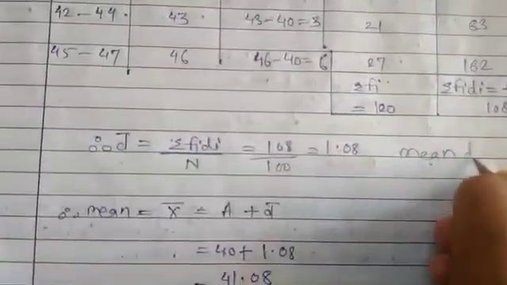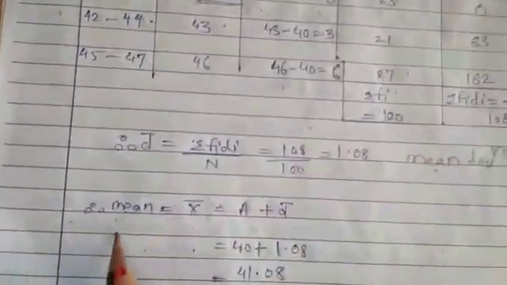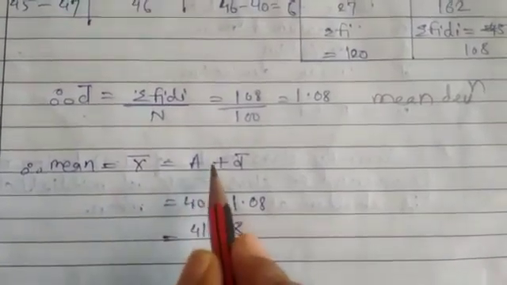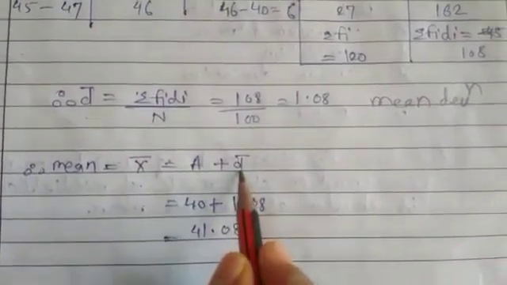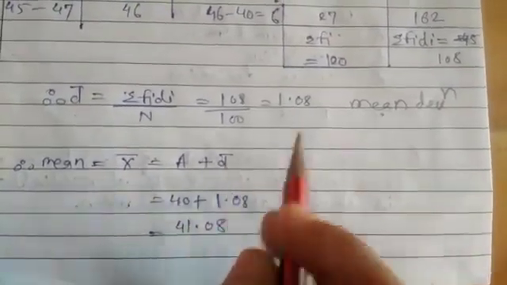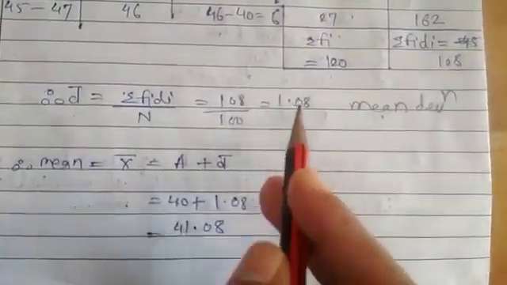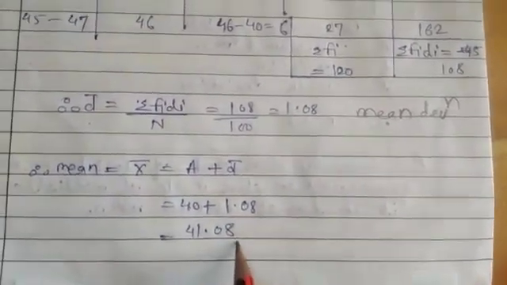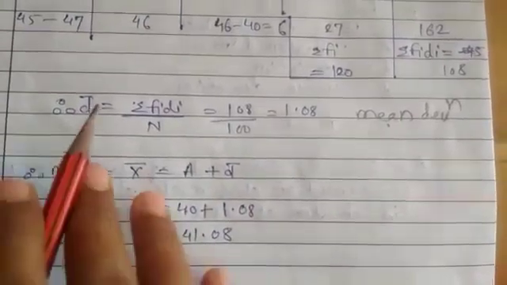Now we will find the mean of this example. Mean, x bar, is equal to a plus small d bar. That is the a value we assumed, 40, plus d bar, which we now have as 1.08, and the addition of both is 41.08. I hope you understand both the methods.